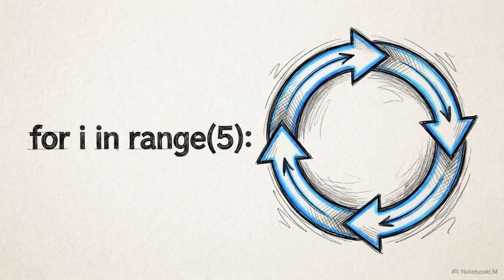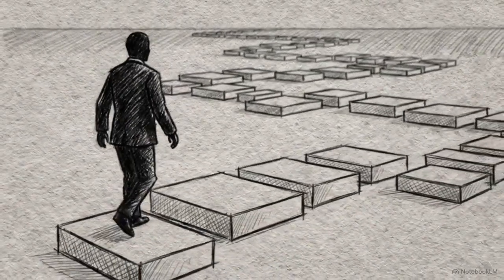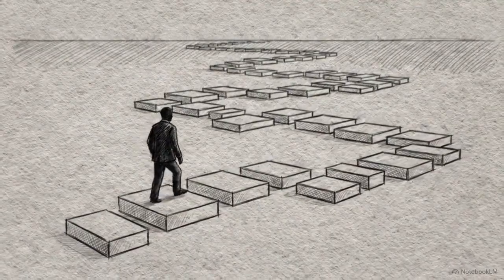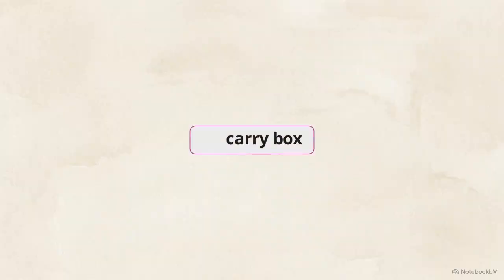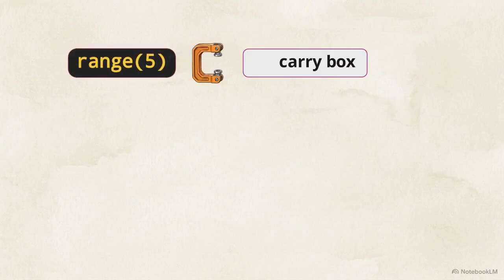Finally, we have the for loop, the solution for repetitive tasks. If you wanted a character to take 5 steps, typing take a step 5 separate times is a very slow way to work. This animation shows a loop in action. A loop acts as a multiplier. You write the task once, wrap a bracket around it, and tell the computer exactly how many times to execute it.